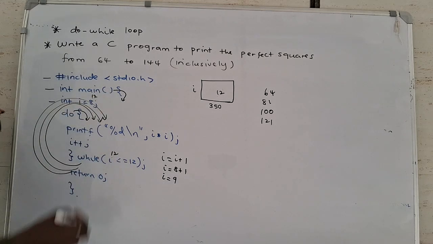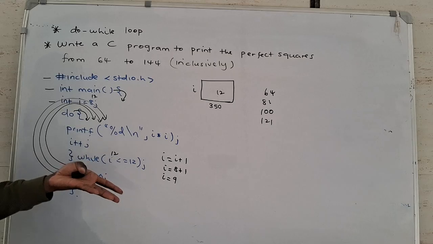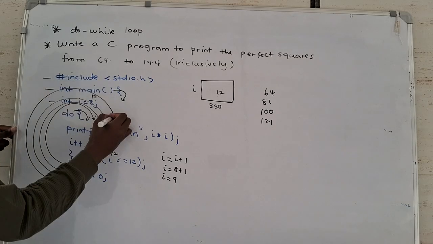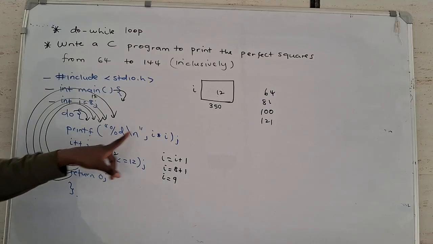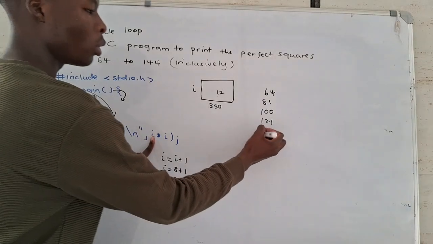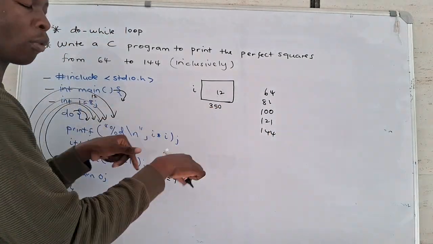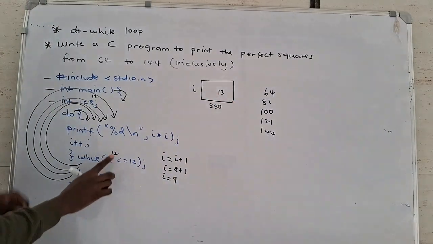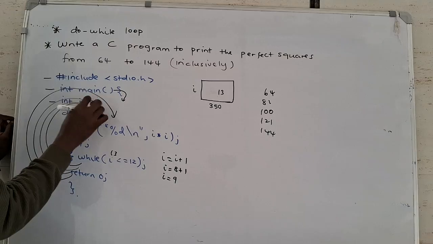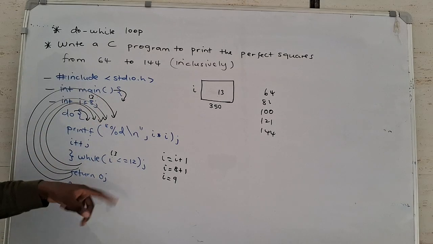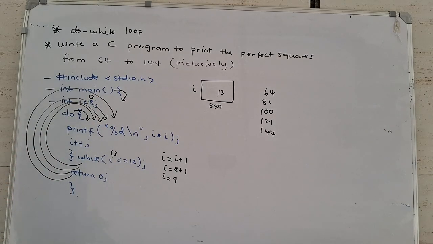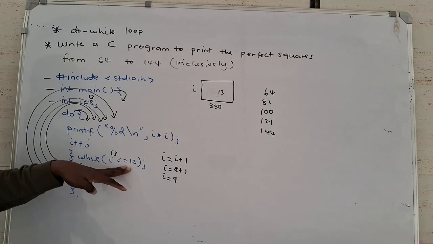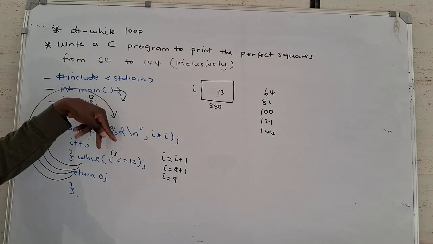Here I have 12. What is going to happen? 12 is less than or equal to 12. Yes, 12 is equal to 12, so it is going to enter. Now it is going to print 12 times 12, which is 144. The value of I is incremented from 12 to 13. Let's check now: 13 is less than or equal to 12. This is false, 13 is greater than 12, so it is not going to enter again.